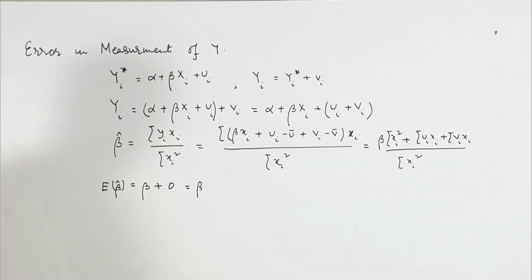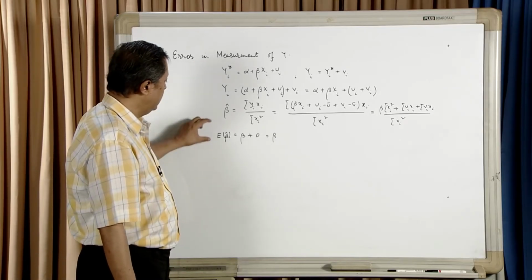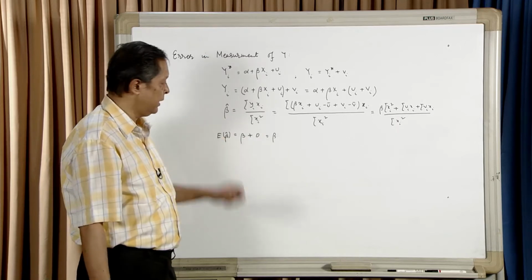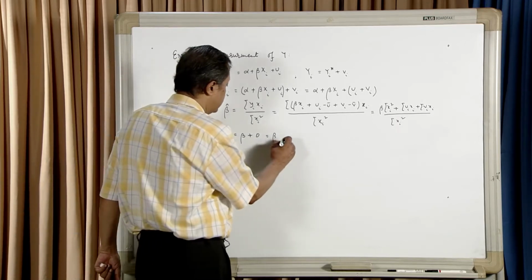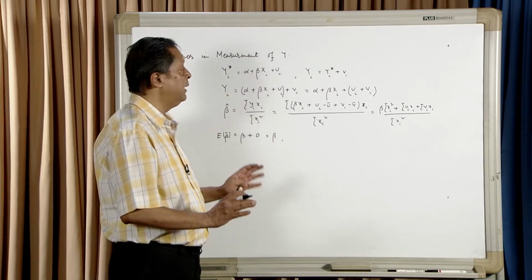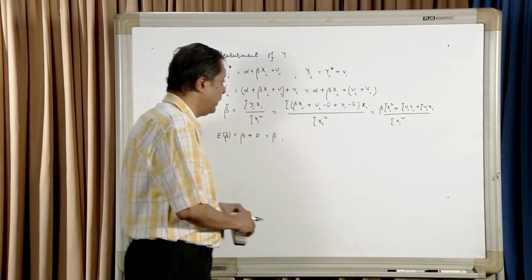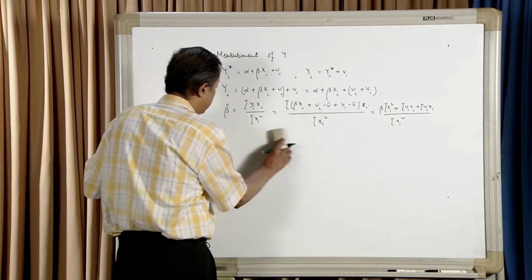So, we get the nice result that although y may be incorrectly measured, the estimate is unbiased. What then is the problem? We will see that the variance will lead to a problem, variance will be larger. So, we continue over here and let us try and find out the variance of beta hat.